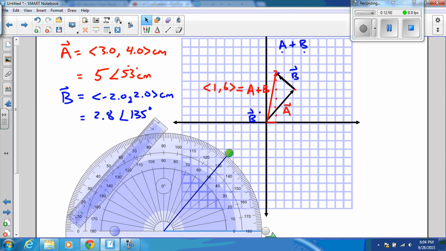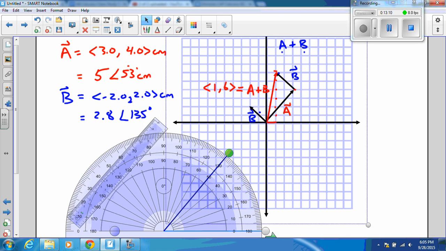Just like that. So going back to our graph right here, if I wanted to add A and B, I took B right there, and I placed the tail of B on the head of A, and then I connected. Now it looks like I actually accidentally stretched B by a little bit. I didn't mean to do that. That's cheating. It should be the exact same B.